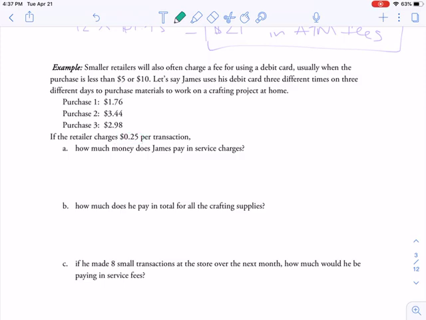Okay, so how much money does James pay in service charges? We just want to know how much he pays in service charges. Because he's getting charged 25 cents per transaction, and he makes 3 transactions, we're going to multiply that by 3 to get a grand total of 75 cents in service fees.